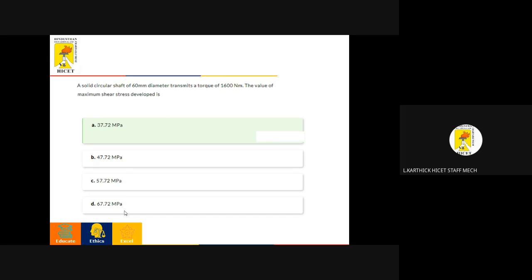Look at this problem. A solid circular shaft of 60 mm diameter transmits a torque of 1600 Newton meter. The maximum shear stress developed is, so diameter of the shaft is given as 60 mm and torque is given as 1600, the value of maximum shear stress developed. So we all know about the formula.